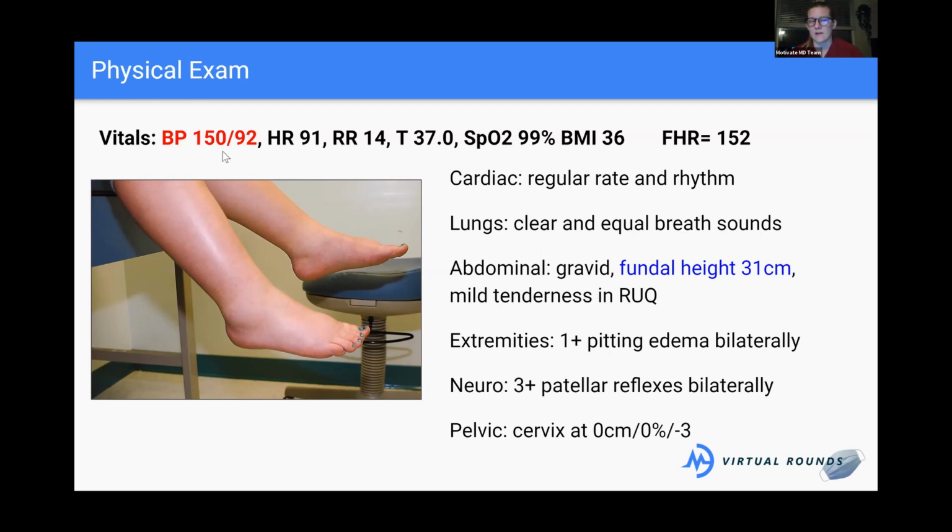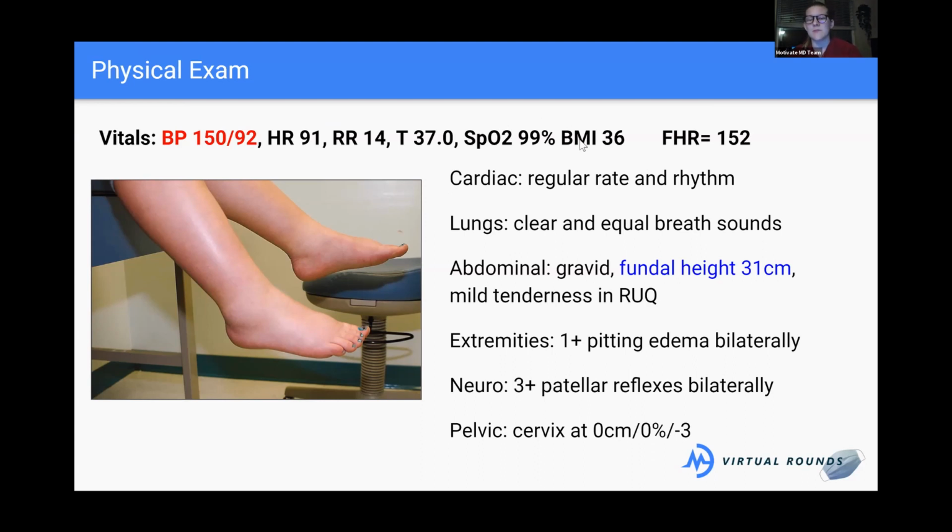And we'll talk about that in way more detail later in the presentation. Her heart rate, she's still technically normal there. Heart rate ranges from 60 to 100 beats per minute in a normal person. Respiratory rate is 14, and that's also pretty unremarkable. She doesn't have a fever. Her temperature is 37 Celsius, and she is satting well on room air. She has a good oxygen saturation at 99%.